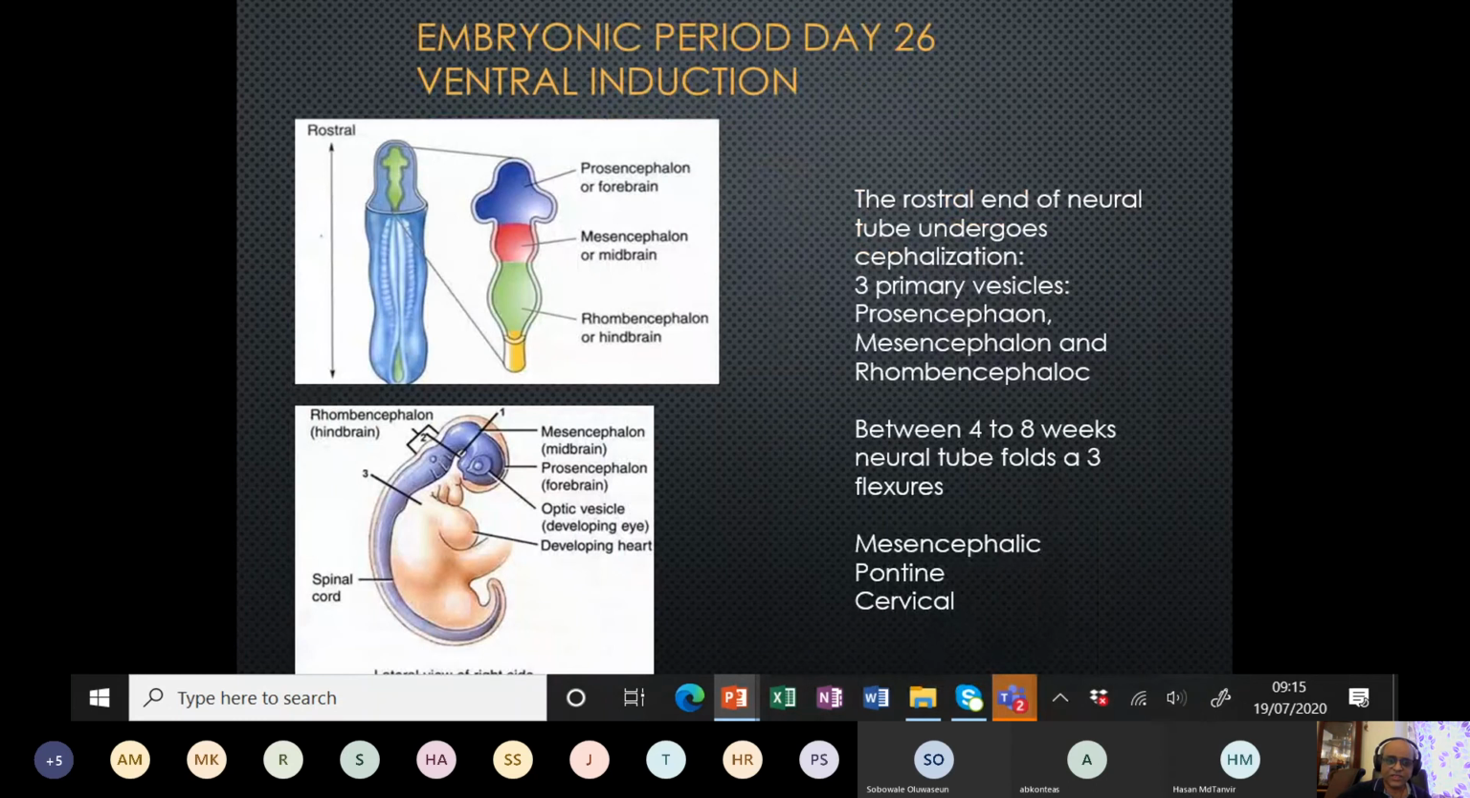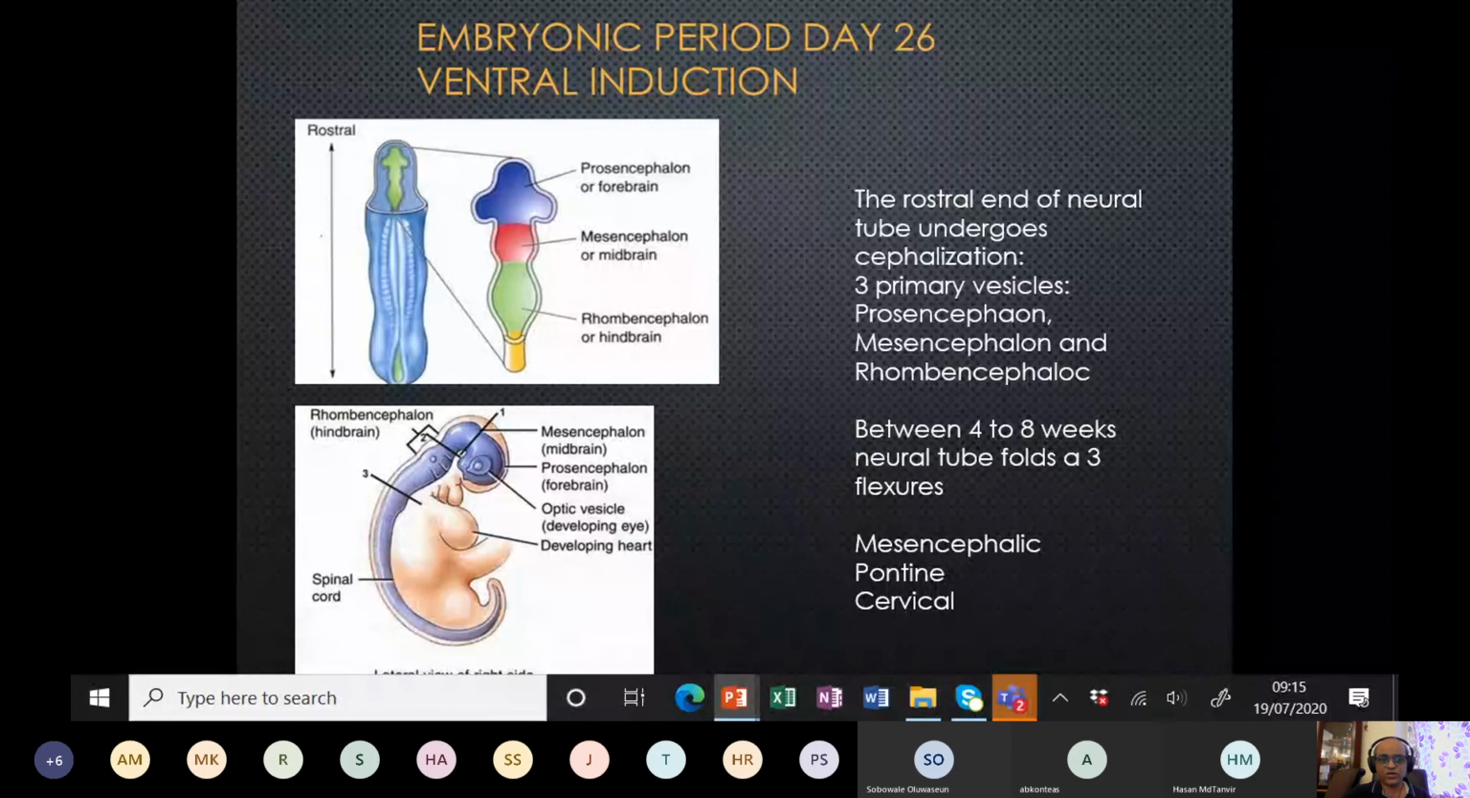We have seen now the early stage of the trilaminar disc. We have seen how the dorsal induction occurs because of the notochord and the changes within the neuroectoderm to form the neural tube, and how the neural tube closes. The next embryonic step is ventral induction. Of course, we talk of these as steps, but these are happening simultaneously.